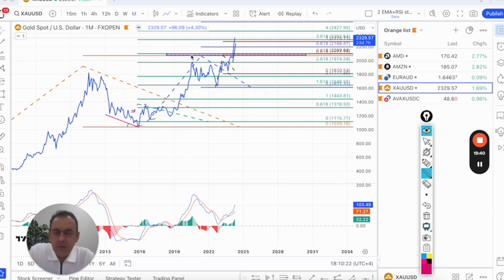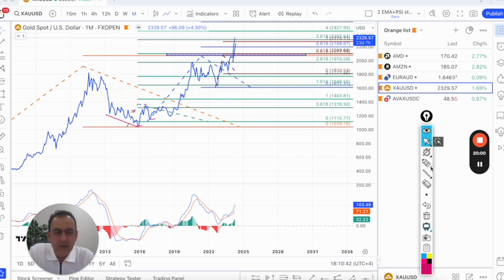So we got multiple fib extension levels here. It has already reached FE 3.618 and the next target is FE 4.00. So the price level would be 2427 based on the first green cycle.